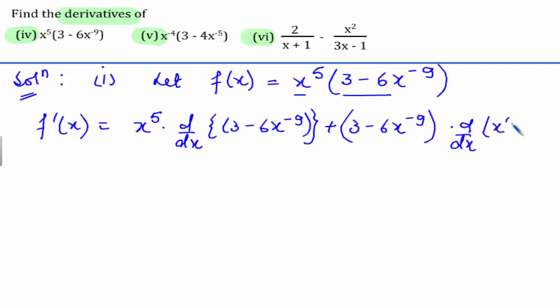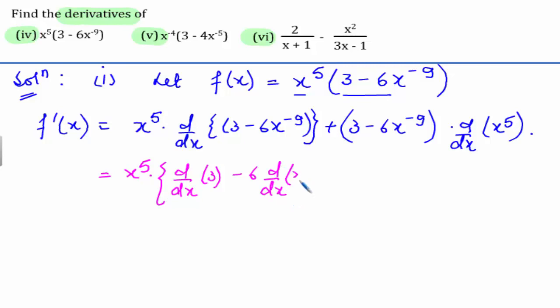Now this is equal to x raised to the power 5, and here we have the difference of two functions, and we know that the derivative of the difference of two functions is the difference of the derivatives of the functions. Therefore, we have the derivative of 3 minus 6 times the derivative of x raised to the power minus 9, plus (3 minus 6x raised to the power minus 9) into the derivative of x raised to the power 5 with respect to x, which is 5 times of x raised to the power 4, which we get on subtracting 1 from 5.